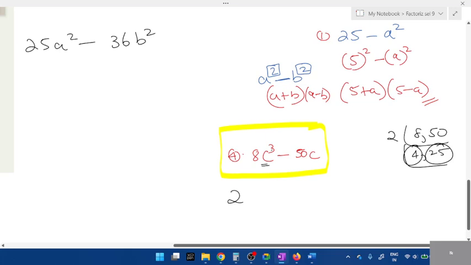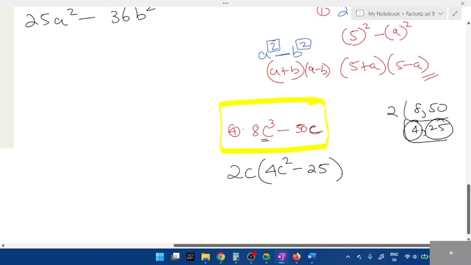Then go with the alphabet. C cube and C is given. C outside. What do you get? 4. When you divide, very good, minus 25. 2c remains as it is. How do you write this? 4c square.